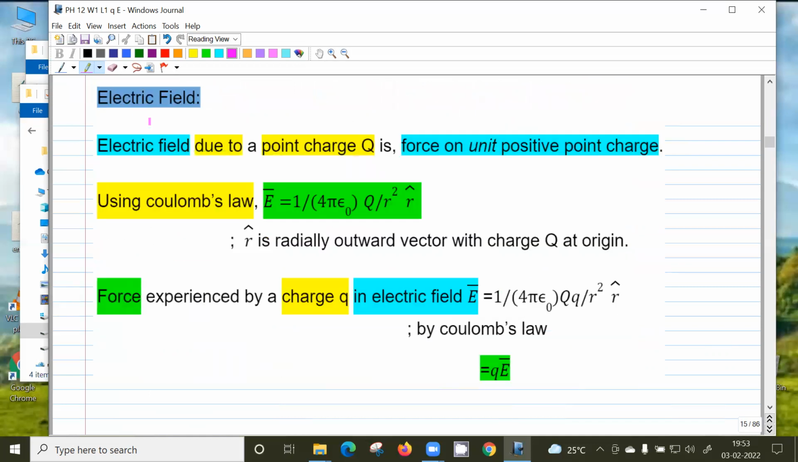So now we have to introduce the concept of electric field. Previously, we just had a concept of electric force between 2 charges because of Coulomb's law. So suppose I have a point charge, and what is the force due to this point charge on a unit positive point charge? That is called the electric field due to this source charge capital Q. So we get, by Coulomb's law, 1/4πε Q into 1 divided by R square into R cap. We have to place this charge Q at the origin.